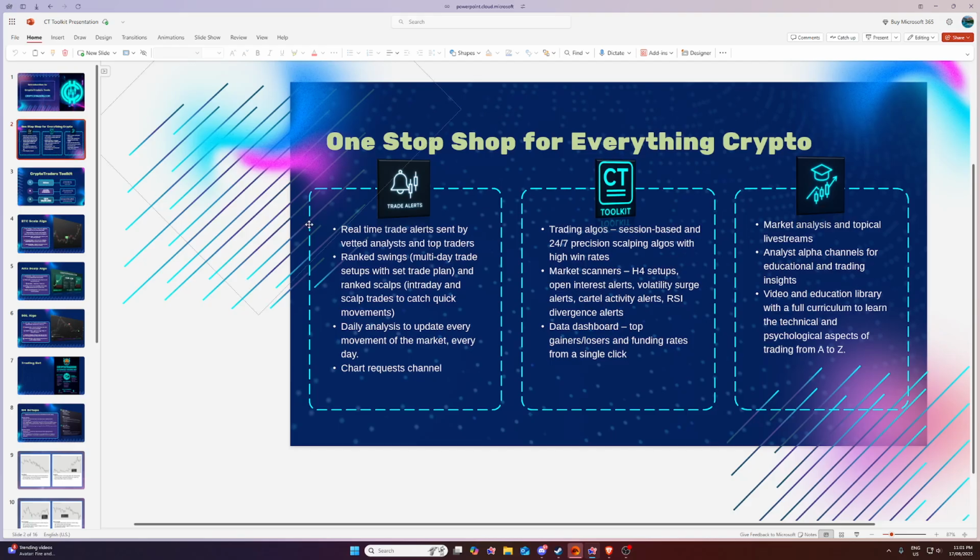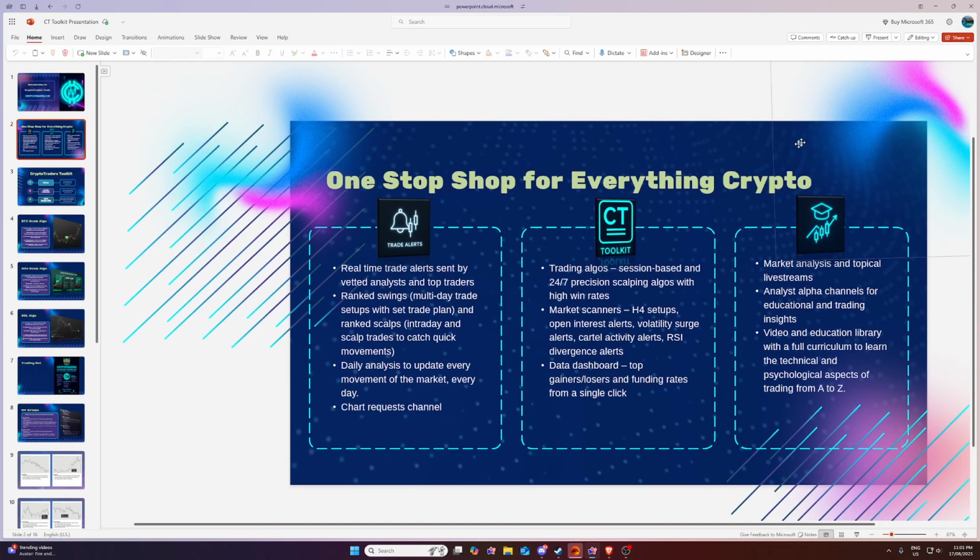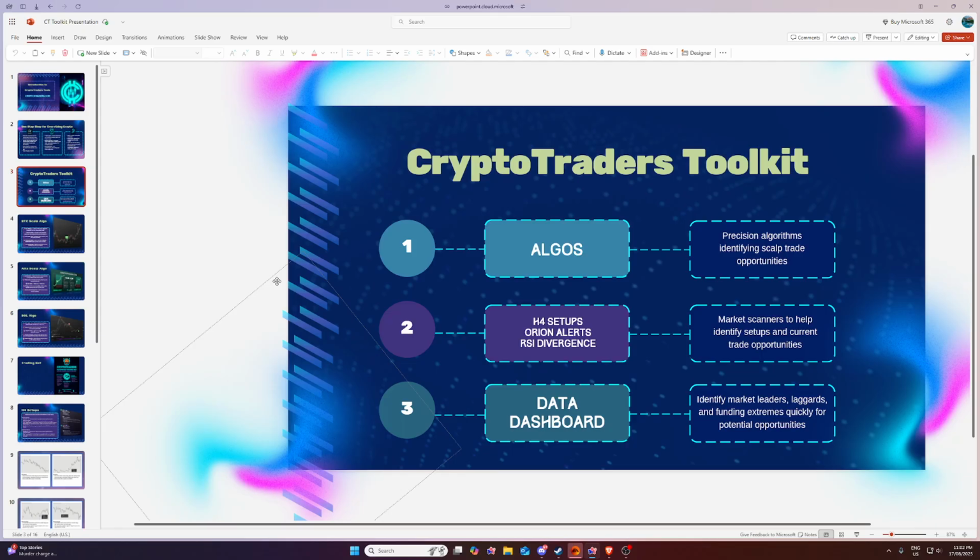And as part of the CryptoTraders server, the Toolkit is just one aspect of the things we have on offer, alongside the trade alerts sent by our analysts and top traders, and also our education library. So I do encourage you guys to make the most use out of this server and all of its features to succeed in your trading. So yeah, let's jump straight into it.